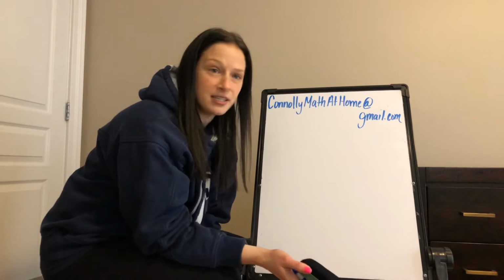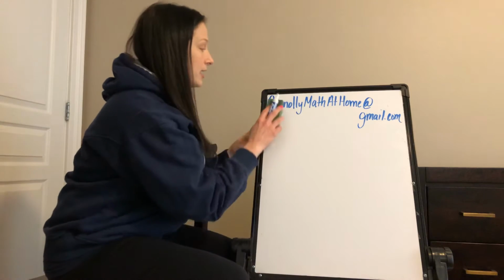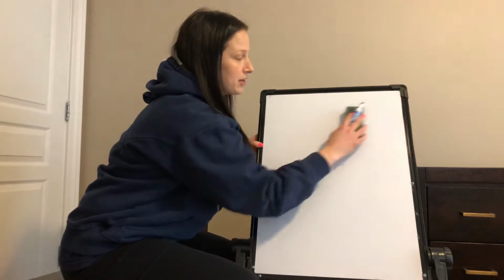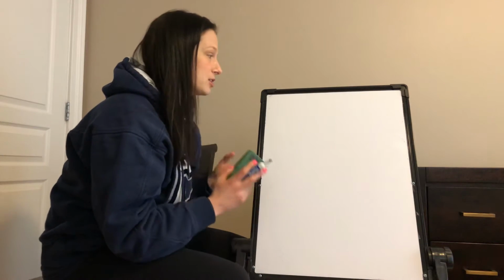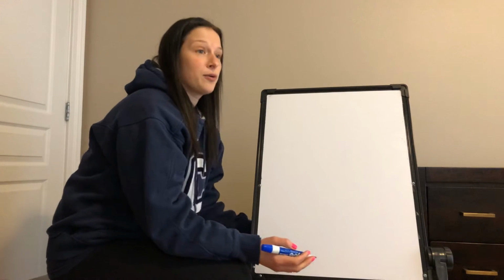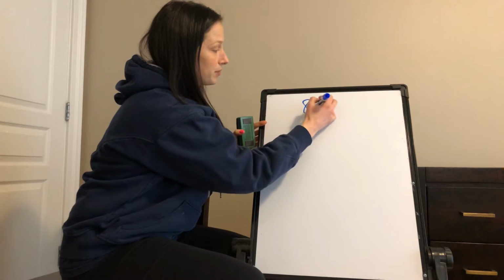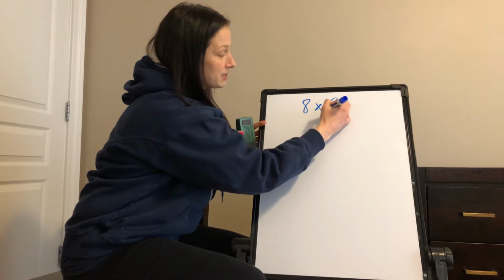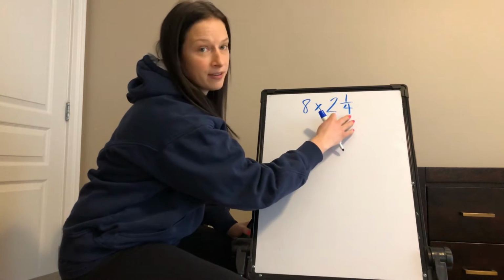And today's topic is going to be multiplying a whole number by a mixed number. Okay, so I'm starting with topics that my students are covering this week, but like I said, feel free to send me any questions that you might have. So, a whole number times a mixed number. So what does that mean? A mixed number is a number with a whole number and a fraction.